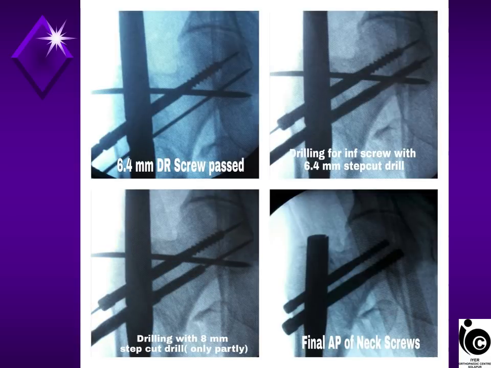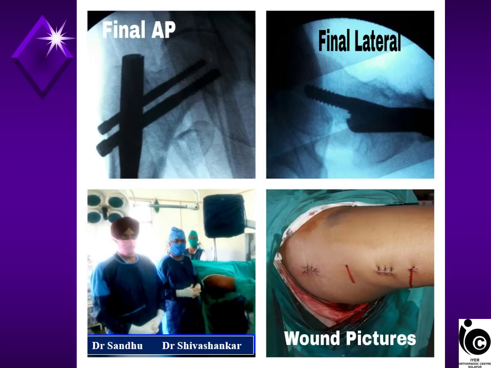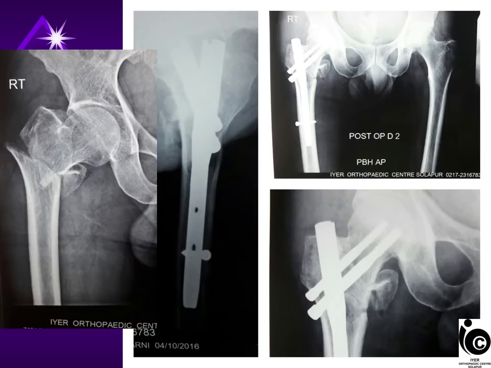Superior screw has been passed first. You can see here. Then the inferior screw is being passed, and the final AP and lateral picture on the table. Then distal dynamic locking has been done. These are the final pictures on table. If you do the surgery like this, there is no reason why there should be failures with PFN. Unfortunately, we skip many of these steps and we land in trouble.